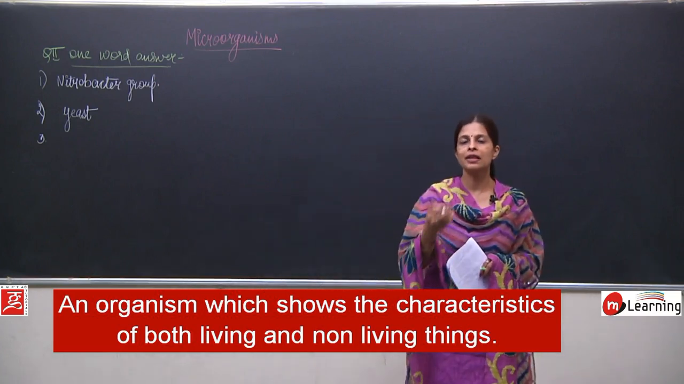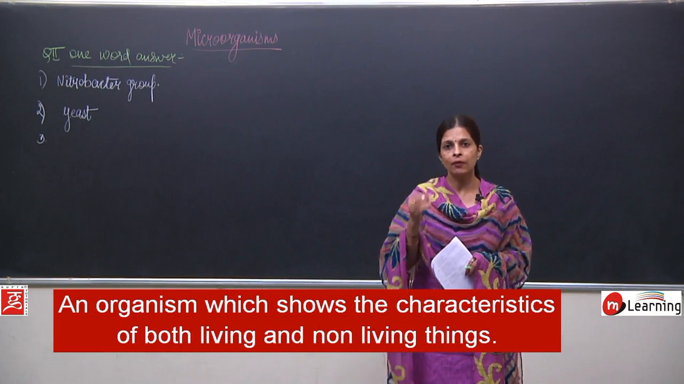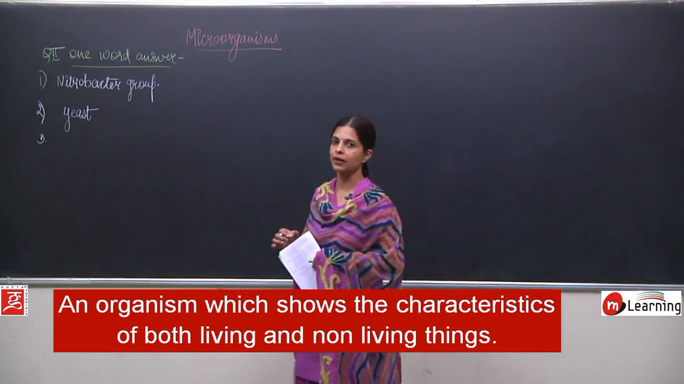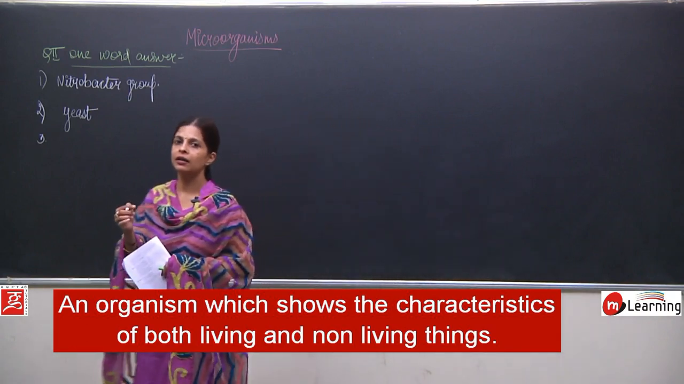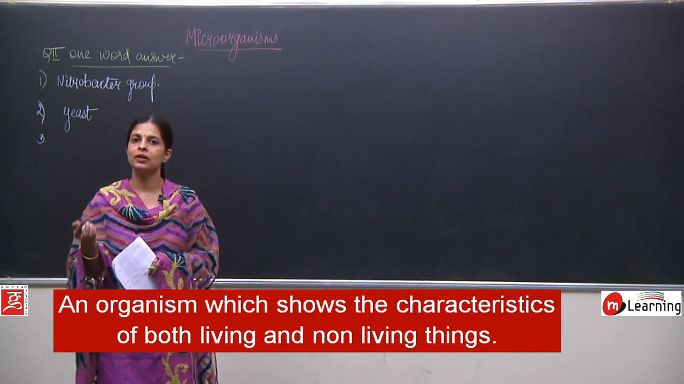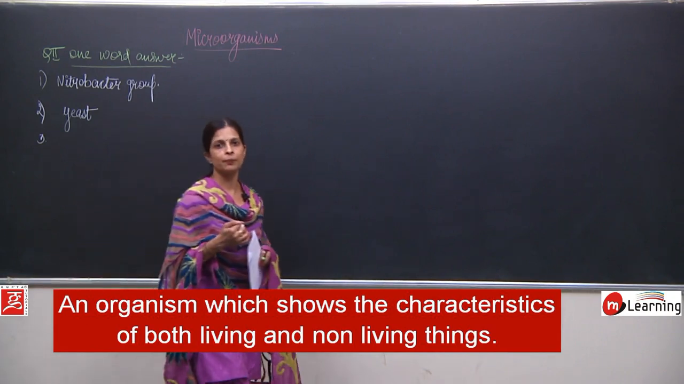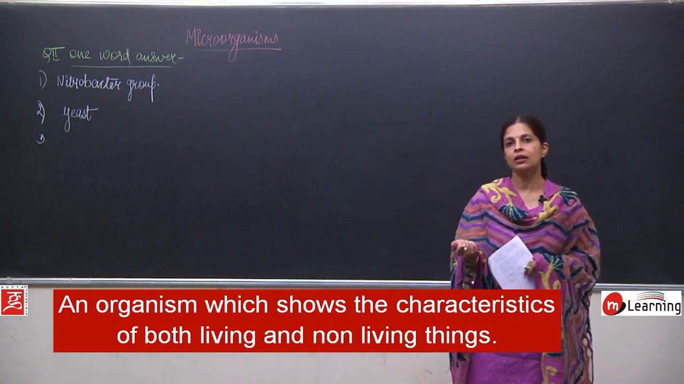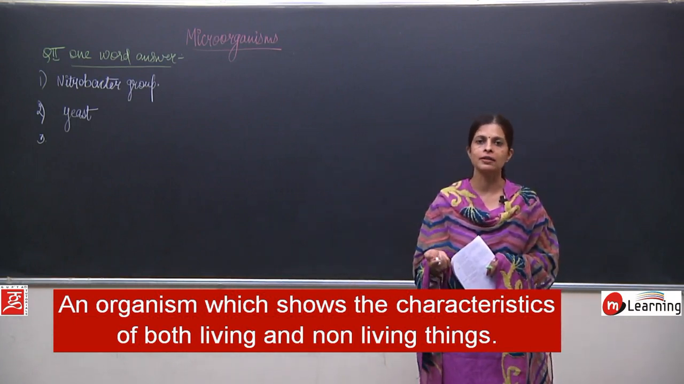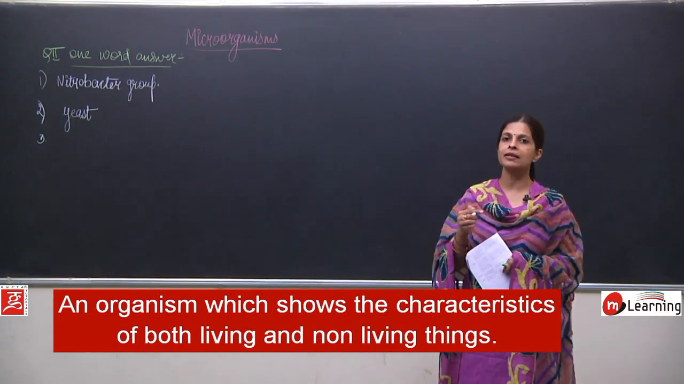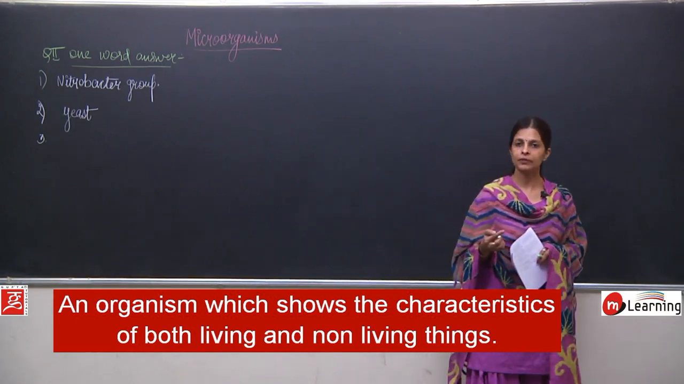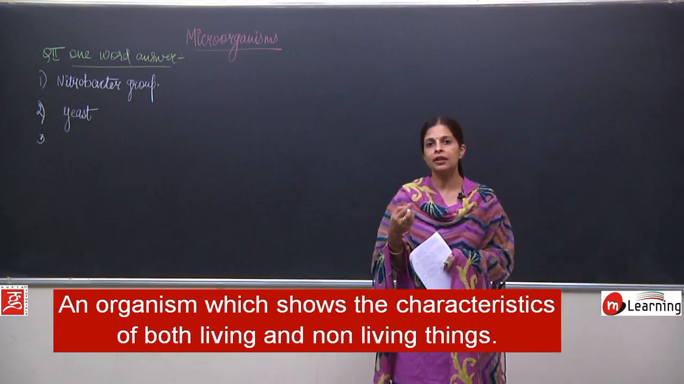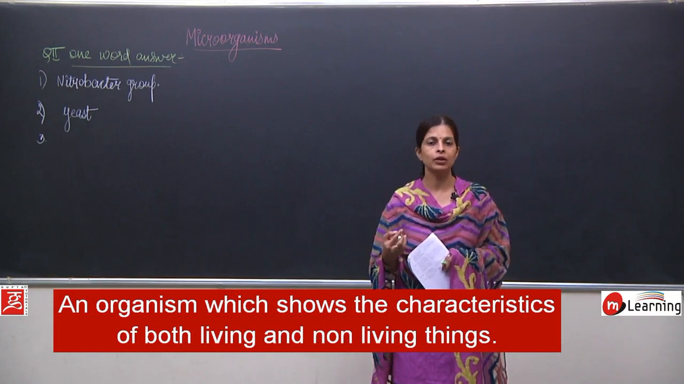Viruses cannot survive on the non-living things. Viruses need living plants or animals to survive. They use the cell of the host to grow, to reproduce. And if these viruses are out of the cell of the living organism, then they behave as non-living thing. That means they cannot grow, they cannot divide, they cannot reproduce, they show all the characteristics of non-living thing.